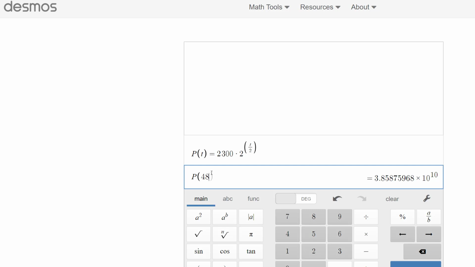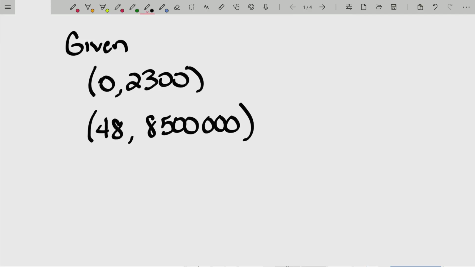So this is still on the order of maybe 4 to 5 times greater. So we still have that concern. So those are our two data points we have: 0, 2300 and 48, 8.5 billion. Oh, that's not billion, that's million. Sorry about that. Needed to change that very quickly.